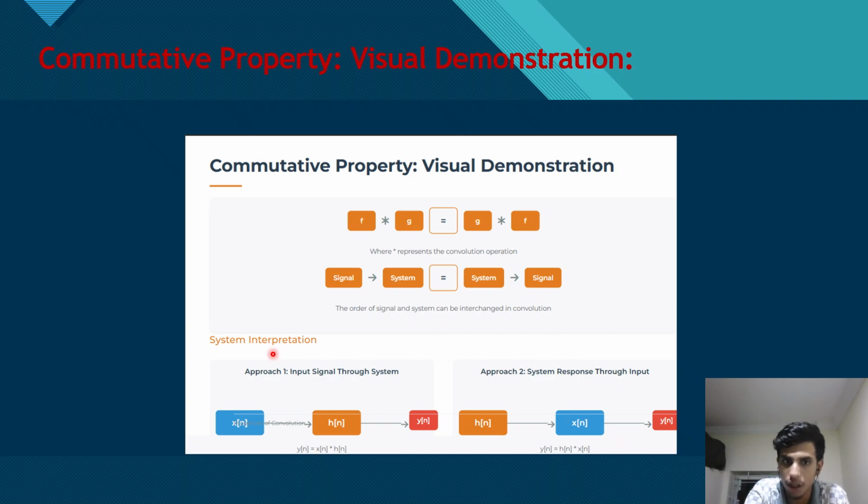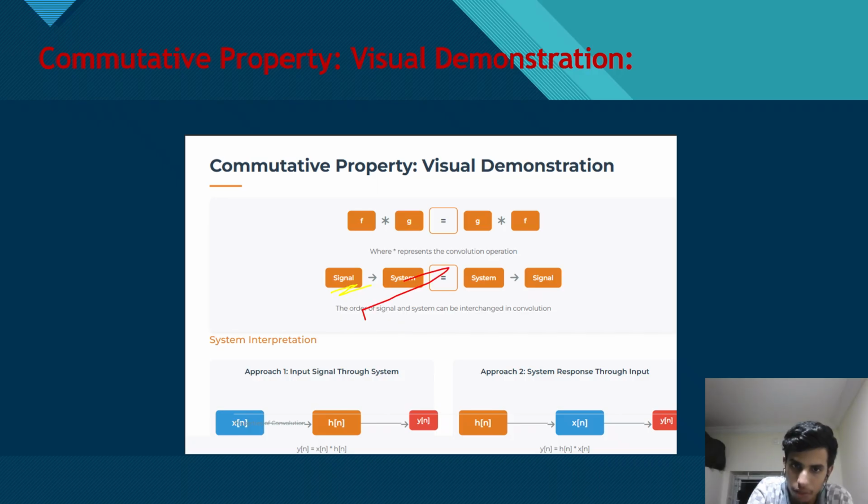System interpretation. Approach 1, as we discussed in the previous slide, we discuss the above formula in two ways, approach 1 and approach 2. Approach 1, we take the left hand side: x of n, h of n, y of n. That means y of n is equal to x of n convolution h of n. This is the input signal through the system.